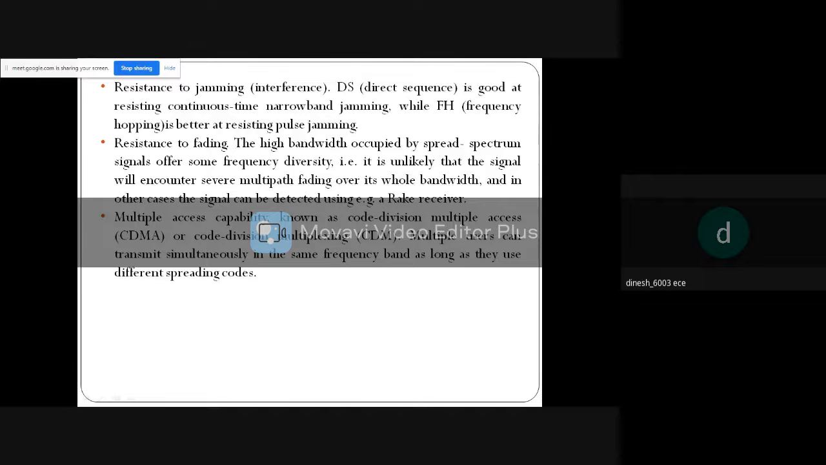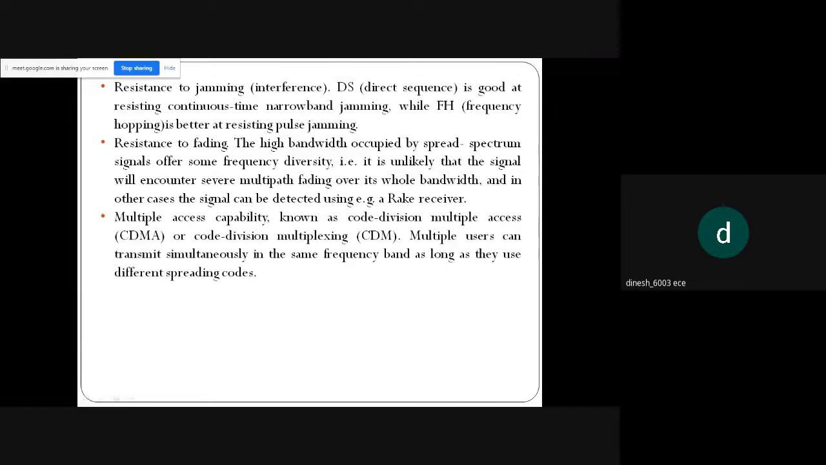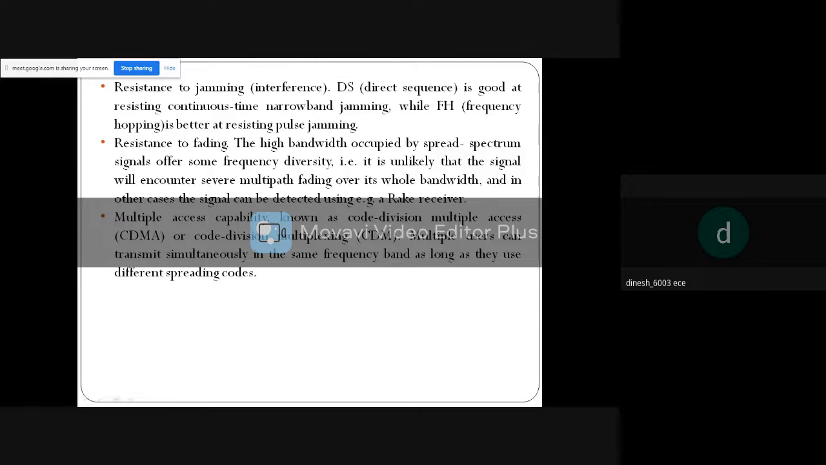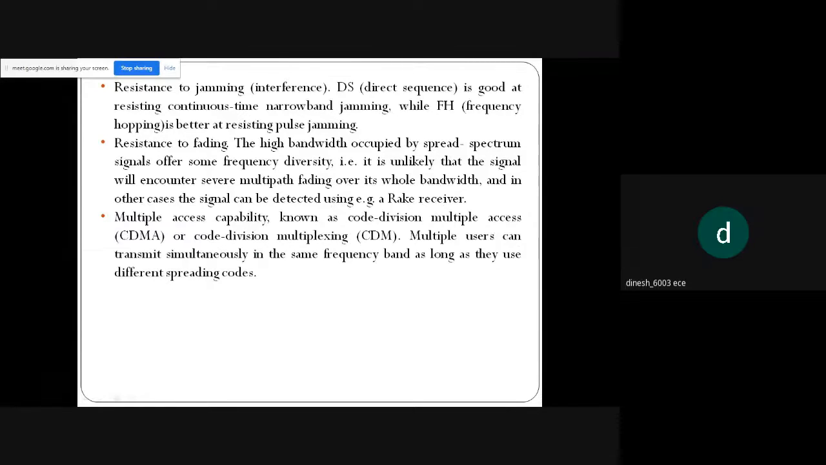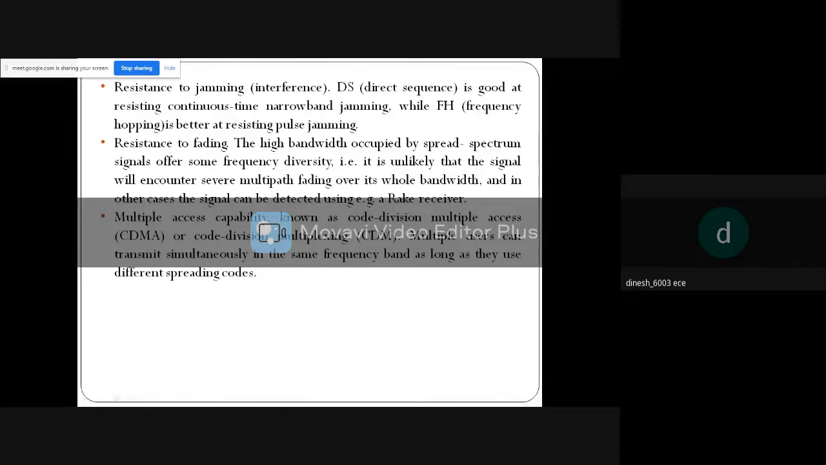So spread spectrum is resistant to fading, where the higher bandwidth occupied by the spread spectrum offers some frequency diversity. That is, it is unlikely that the signal will encounter multipath fading over its whole bandwidth. And in other cases, the signal can be detected using a RAKE receiver. Then there is the multiple access capability, known as code division multiple access or code division multiplexing, where multiple users can transmit simultaneously in the same frequency band as long as they use different spreading codes.